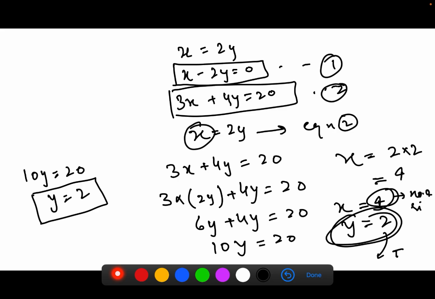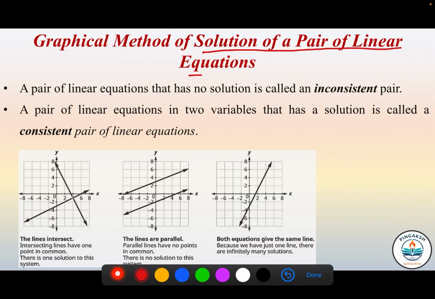Now we will move towards the next section. So this is the basic intuition, by this example, of how a pair of linear equations can be utilized in our life. Next, the method of solution of a pair of linear equations. Basically, the general form of representing this equation is ax plus by plus c.